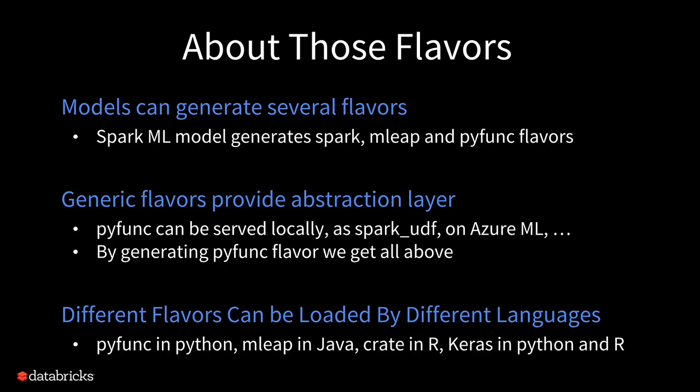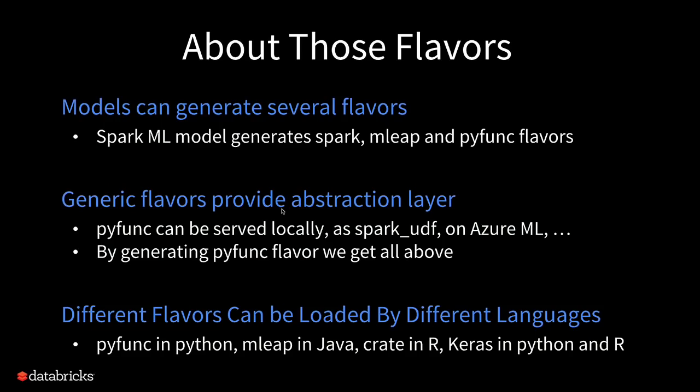Right, so I talked about the flavors. Any model can store different flavors, representing different representations of this model for different uses. So for example, a Spark ML model can produce a Spark flavor and an MLeap flavor. The Spark flavor is great because it can represent any potential Spark ML model, and it can be scored in Python and in Spark as a UDF. The MLeap flavor has the advantage that it provides way faster real-time scoring. By producing both these flavors, the MLflow model can provide optimal performance in different scenarios.